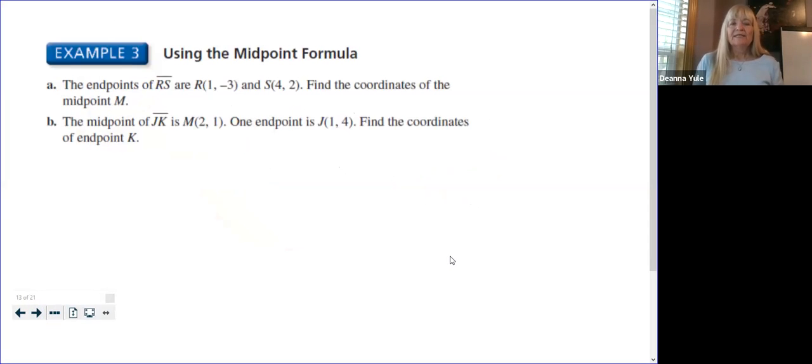This first one asks us to find the midpoint. So I have RS. They give me the coordinates for R. It's 1, -3. S is 4, 2. They want me to find the coordinates of the midpoint. Easy enough. For B, they give me that I have a line segment JK. The midpoint is 2, 1. So this time they gave me the midpoint. They give me one endpoint. They say J is 1, 4. Find the coordinates for K. So we have to work backwards to find that one.